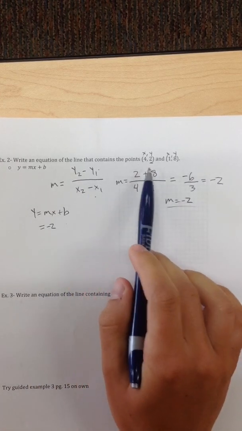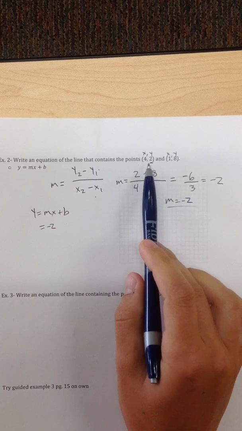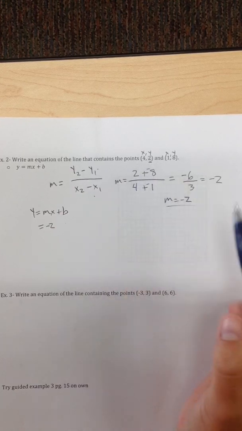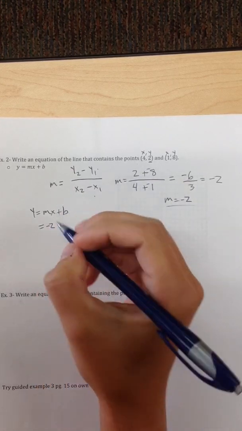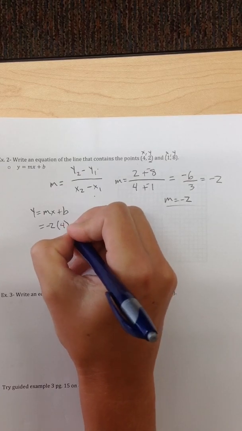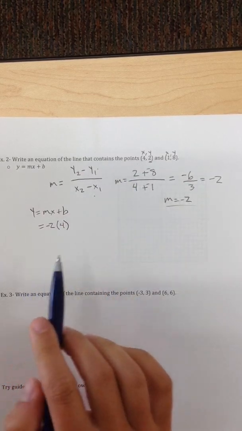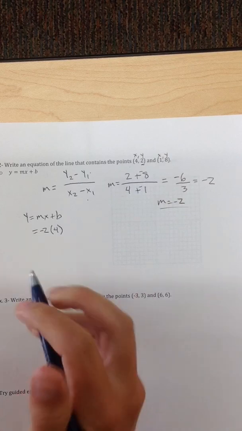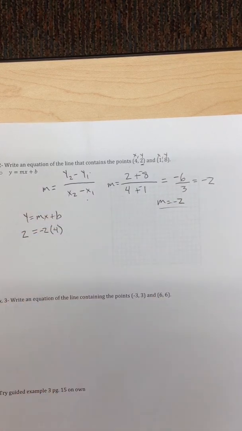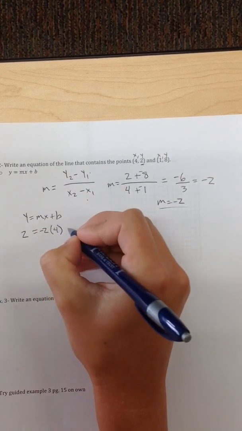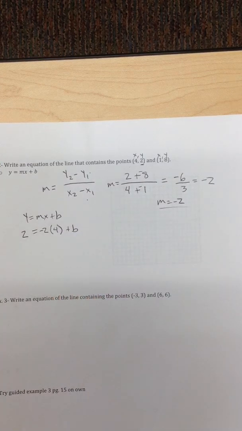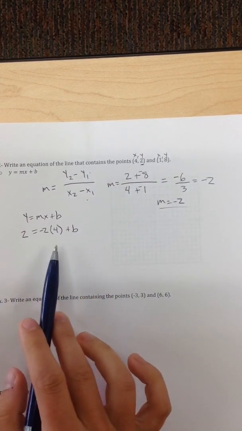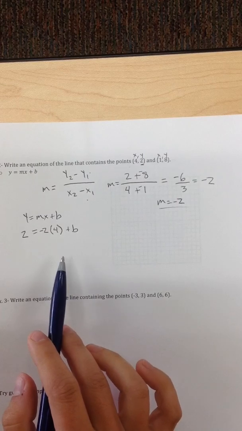Okay, so if I take my point (4, 2), well, I know my x is 4 and my y is 2, so my x I'm going to replace with a 4 from up here, and then my y, same ordered pair, I'm going to replace with a 2, and then I'm going to drop my plus b down. Now I've plugged in for everything except for the b, and now I can solve for the b.